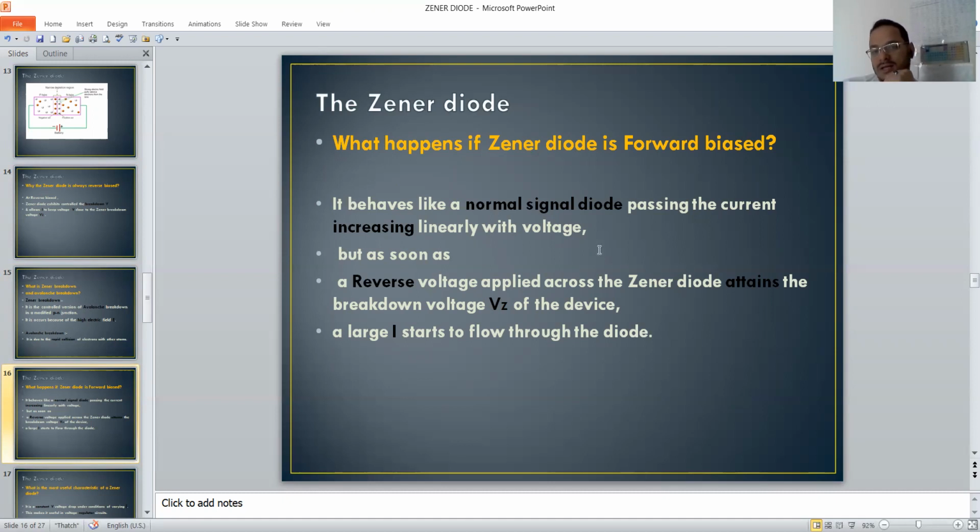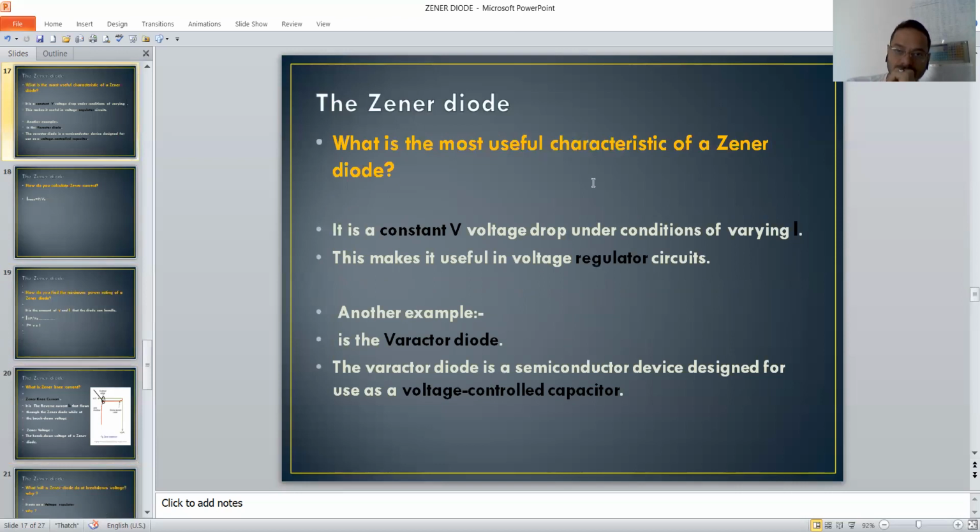We know the current will be on the y-axis and the voltage on the x-axis. The relation between them for the Zener diode at forward bias is linear, like an ordinary diode. But when a reverse voltage applied across the Zener diode reaches the breakdown voltage of the device, a large current starts to flow through the diode. This is a big difference between forward bias and reverse bias with the same Zener diode.